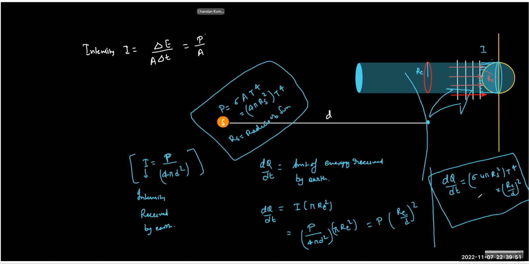Is this clear, guys? Yes, sir. So maybe this is the answer when the sun is at zenith. When the sun is at zenith, we receive this much, and if it is near the horizon, then definitely we receive a lesser value.